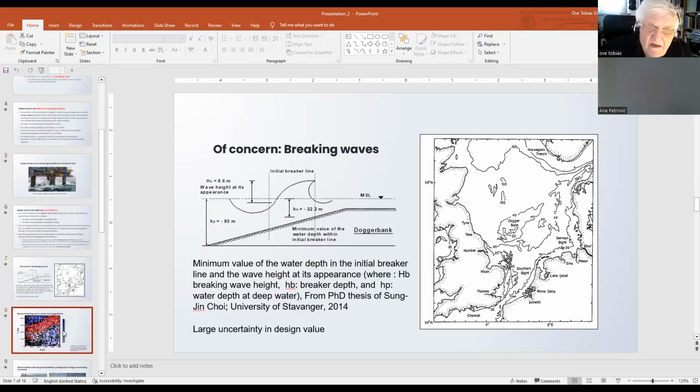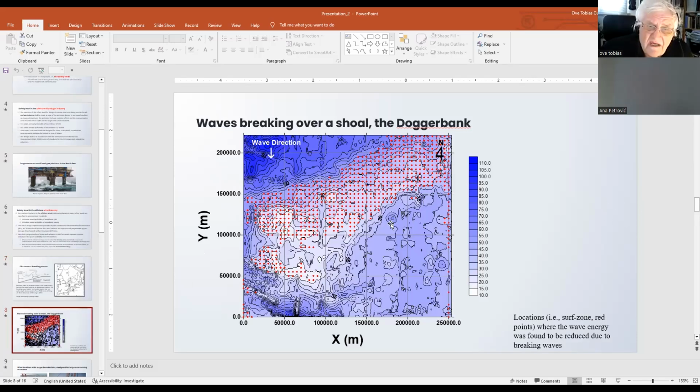One of my students, Mr. Choi, looked at this map, and here is also the outline of Dogger Bank, and the red spots show a possibility for wave breaking when the waves are coming up from the north. You can see there is a pretty gentle slope from the north. So because of the uncertainty in the estimation of the wave load, I think we should consider the safety level selected.